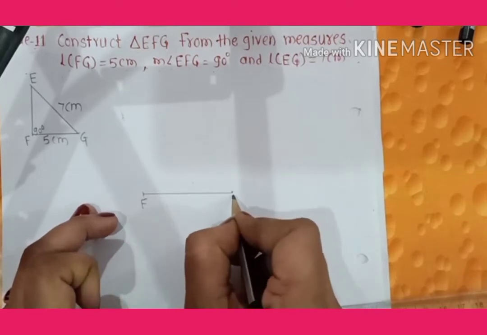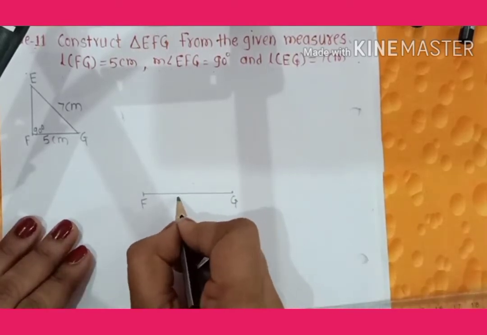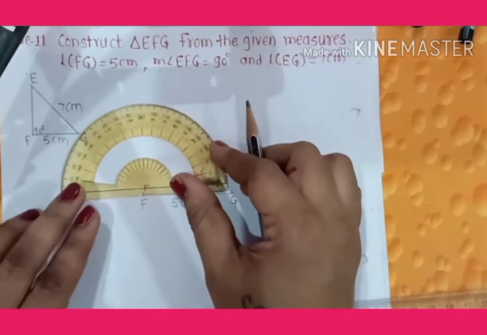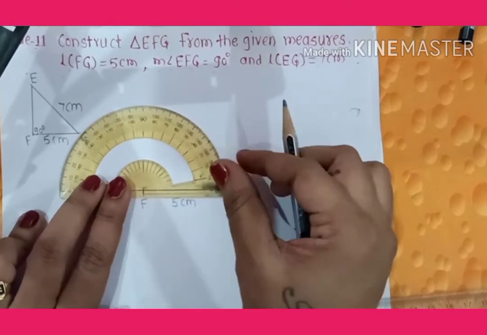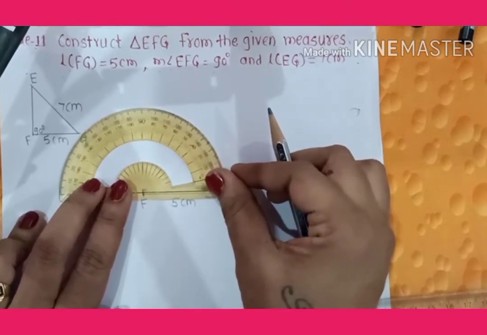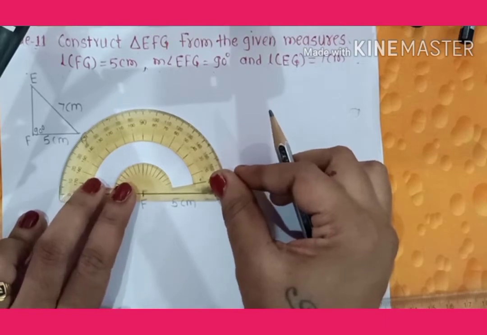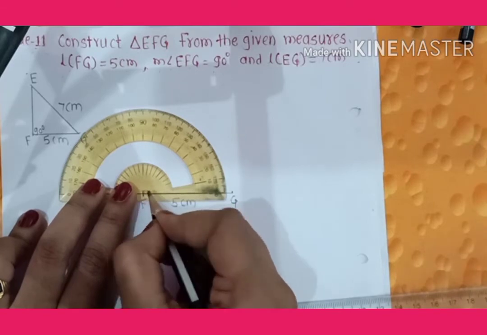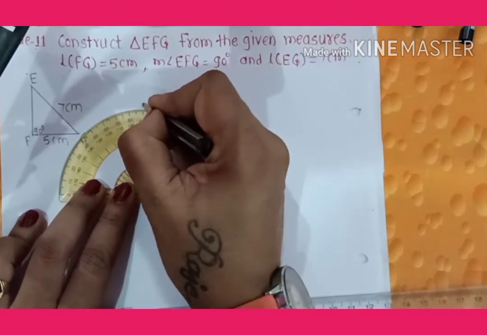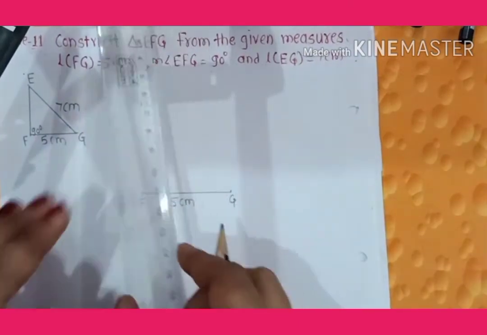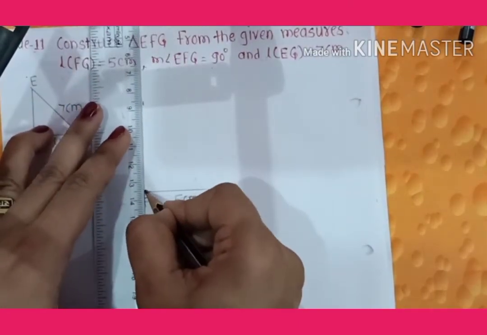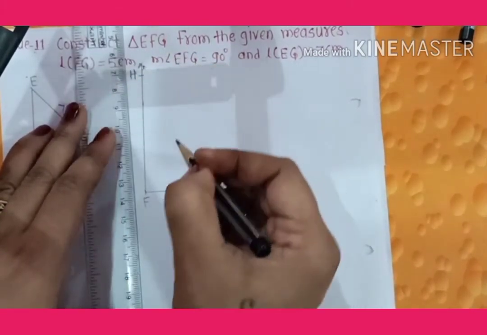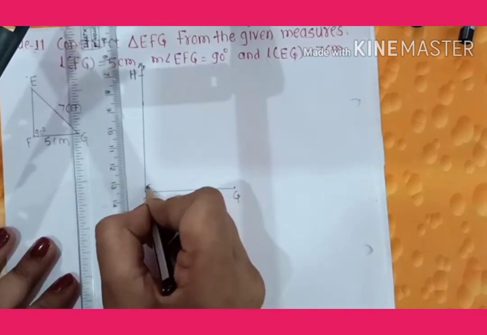Segment FG. Length of this segment is 5 centimeter. Now using this protractor, draw a ray FH from the point F in such a way that angle F becomes 90 degree. Draw ray FH. Angle F becomes 90 degree.